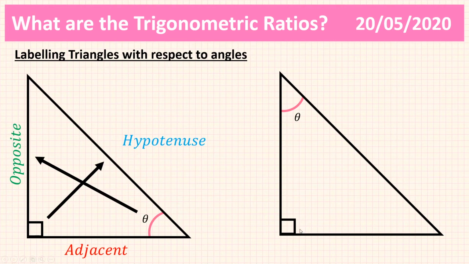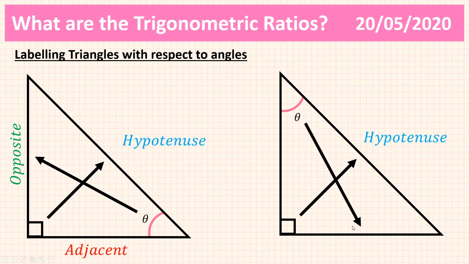So here's our right angle. Opposite the right angle is our hypotenuse. There's our angle. Opposite the angle is now our opposite because it's always opposite the angle that we have. And then our remaining side is the adjacent.